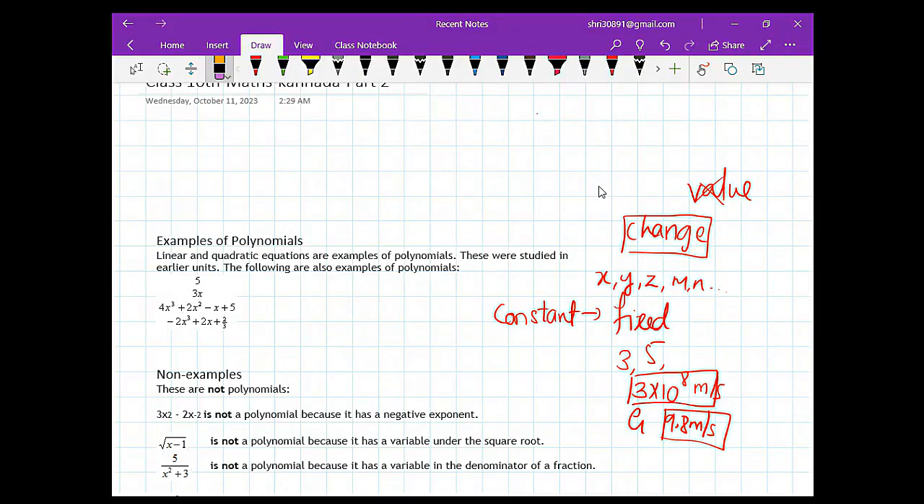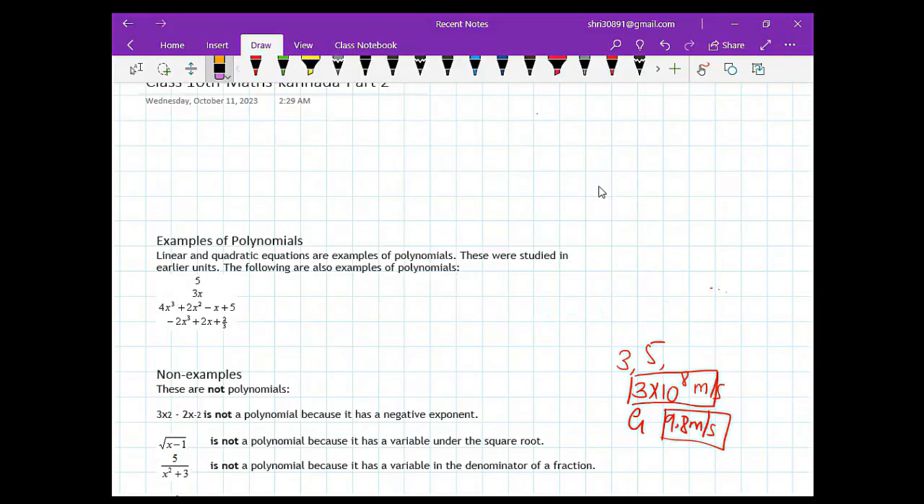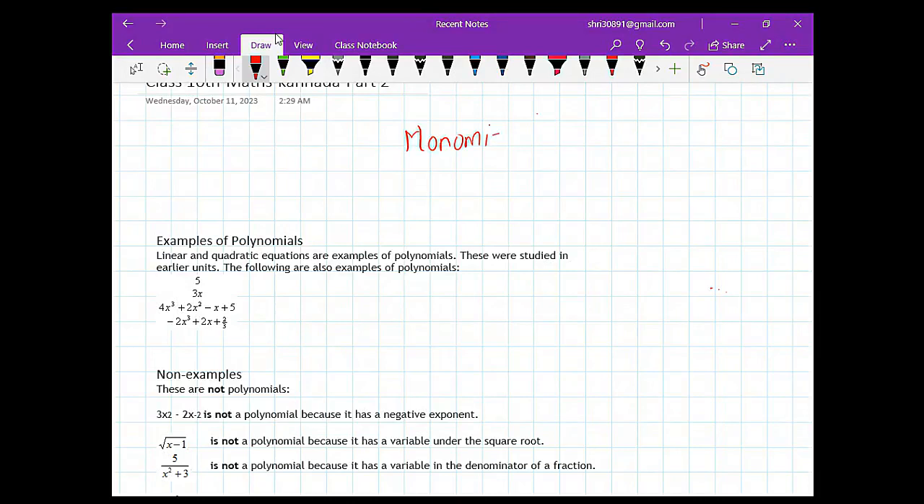Now I am going to discuss what is meant by monomial, binomial, trinomial, and polynomial. See, first one is monomial. Mono means single, means one. If we have only a single term, that is a monomial. It may be 3x, or it may be just a constant number.